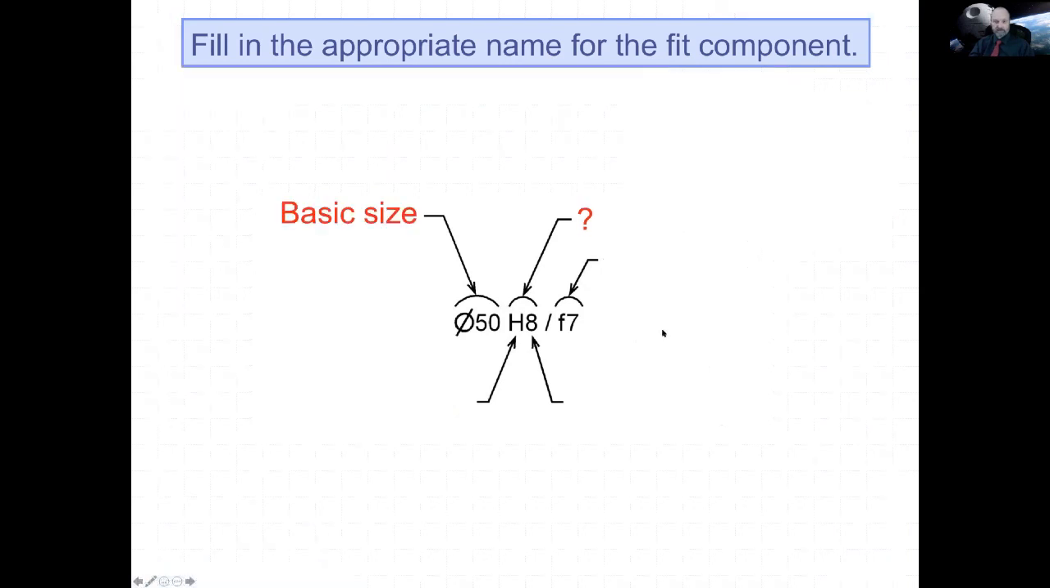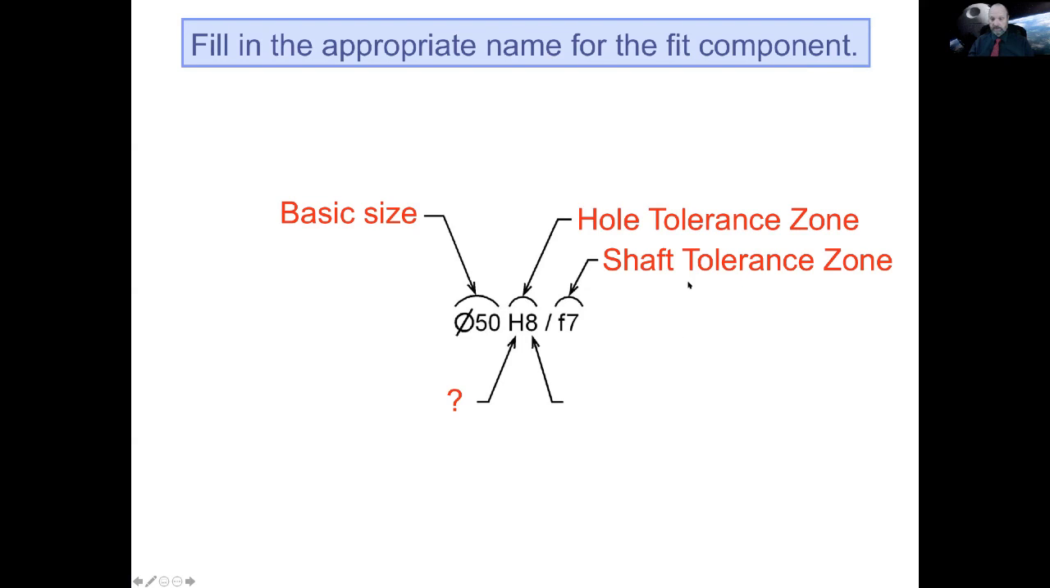Okay, now let's go look at the answers. This is pointing to the basic size. The basic diameter is 50 millimeters, because remember, we're metric now. The second one is the hole tolerance zone. We know it's the hole because it's a capital letter. Both of them together give you the tolerance zone that you're in. This next one here is the shaft tolerance zone, same thing, and you know it's the shaft because it's a smaller case letter.